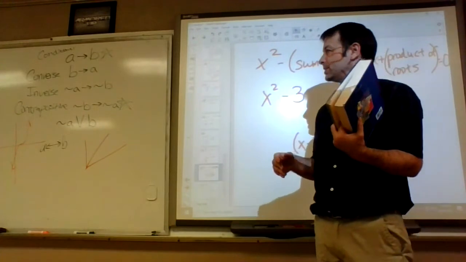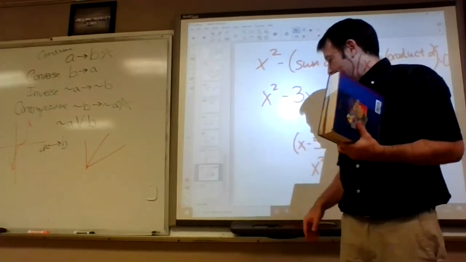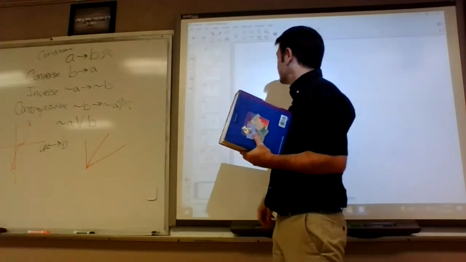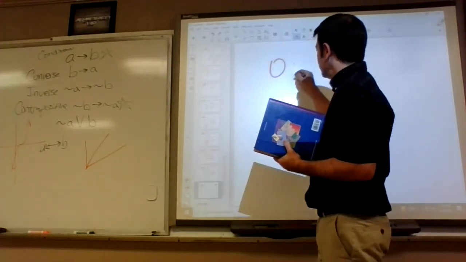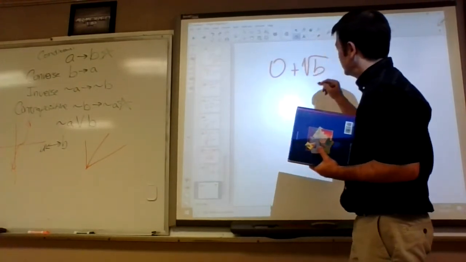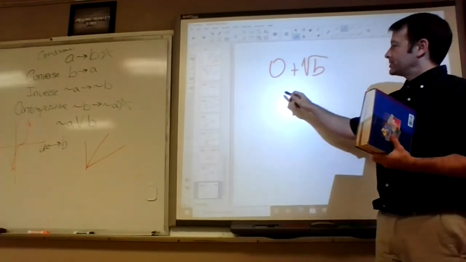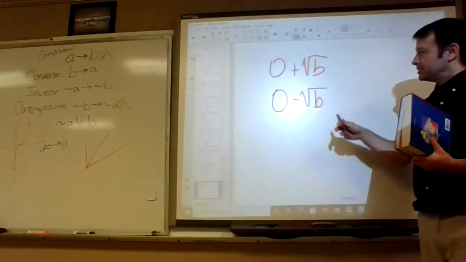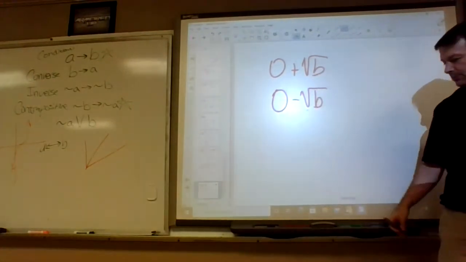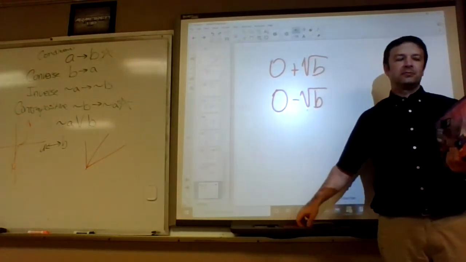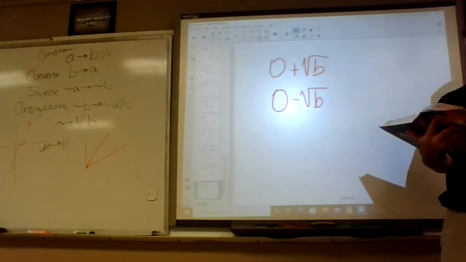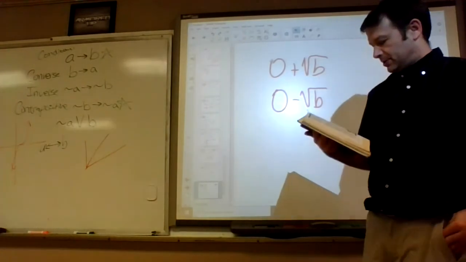True. Which theorem said that? Square root of b would kind of be like 0 plus square root of b. And if that's a root, what else has to be a root? 0 minus square root of b. So, which theorem said that? Theorem 3, wasn't it? Yep, that's 3. So that's true by theorem 3.